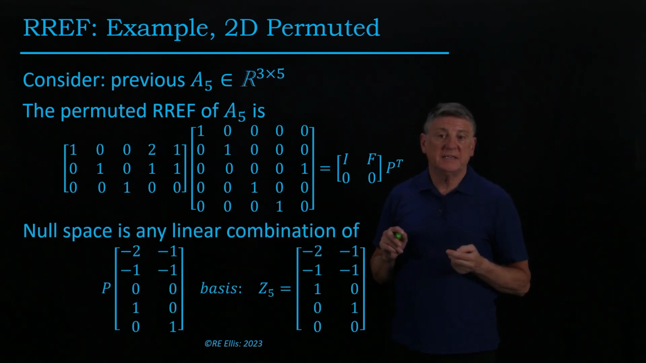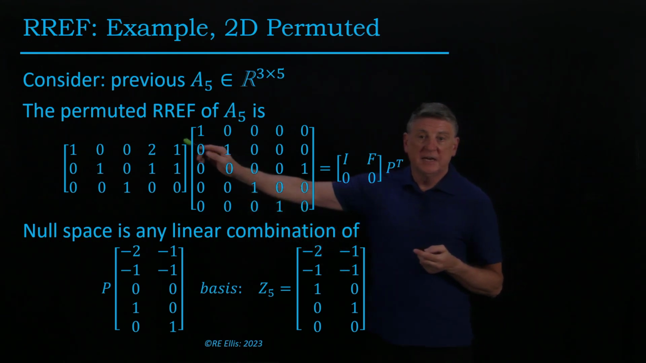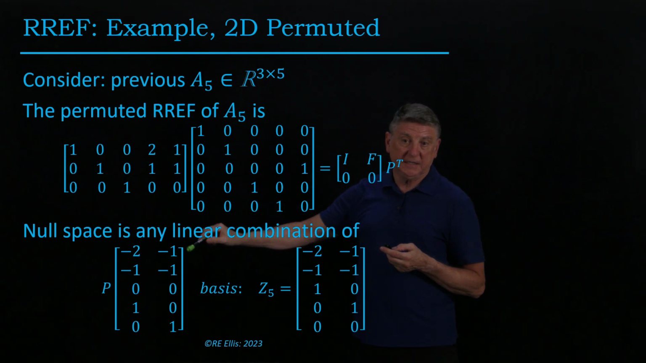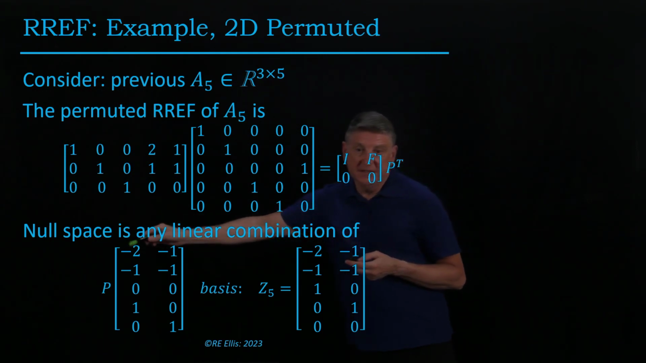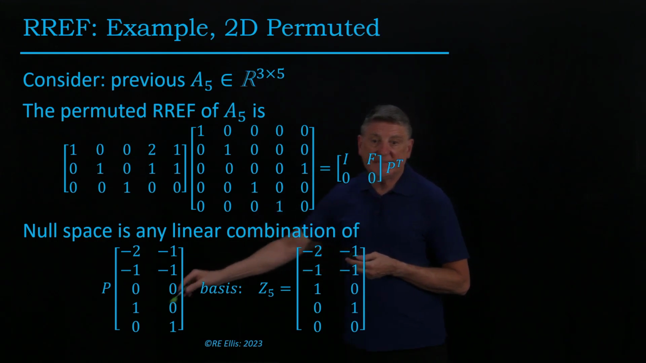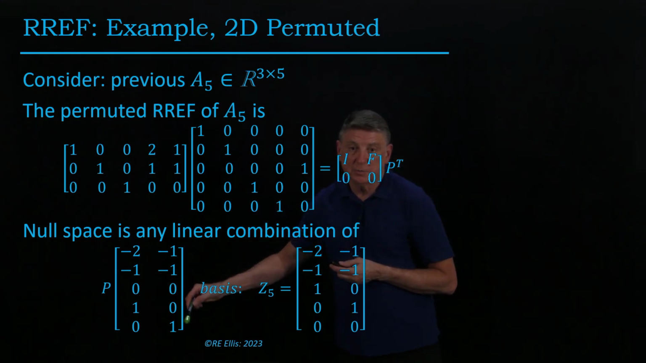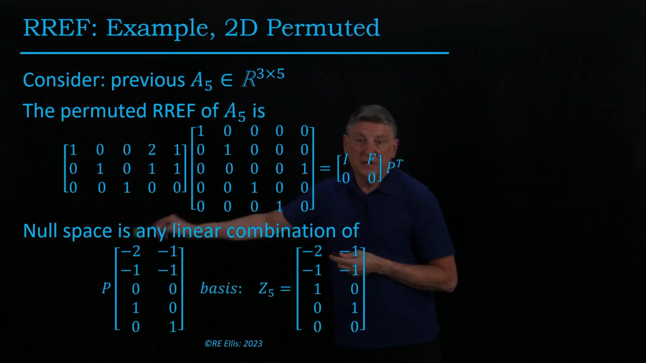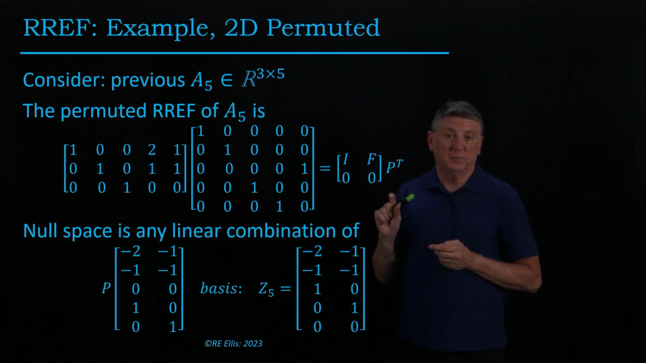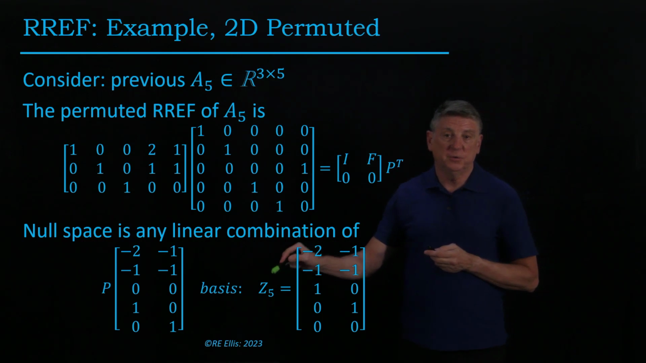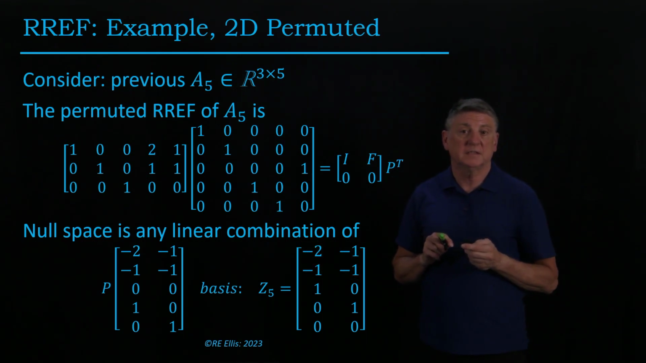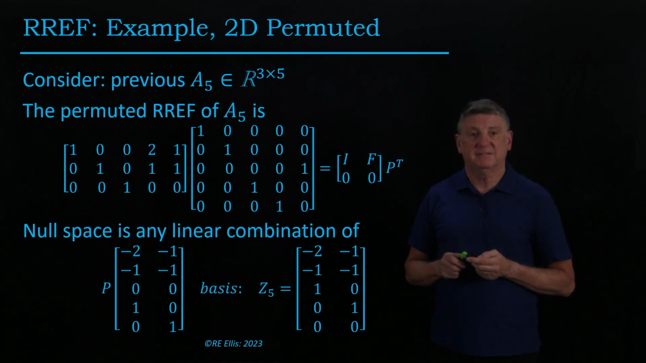And so the null space is any linear combination. Now we take this entire block here and we negate it, so that becomes this 3 by 3 block here, and then we append the identity, which is now a 2 by 2. Then we would undo the permutation of the variables that we had, and what we can do is compute a basis for the null space of the original matrix A5.